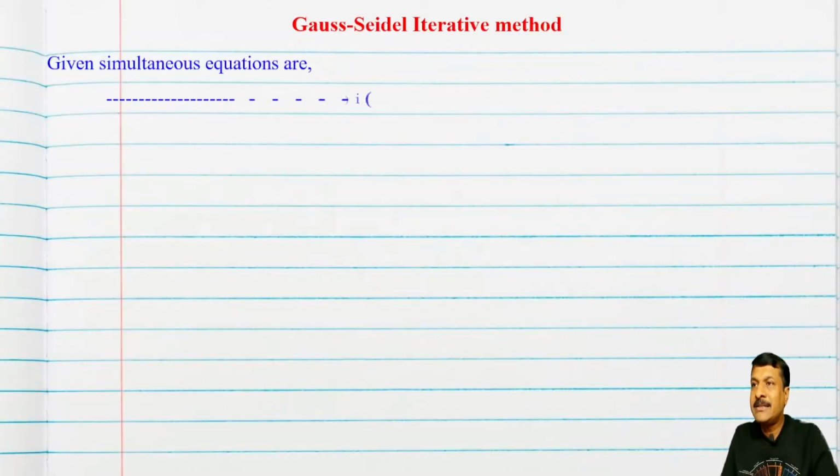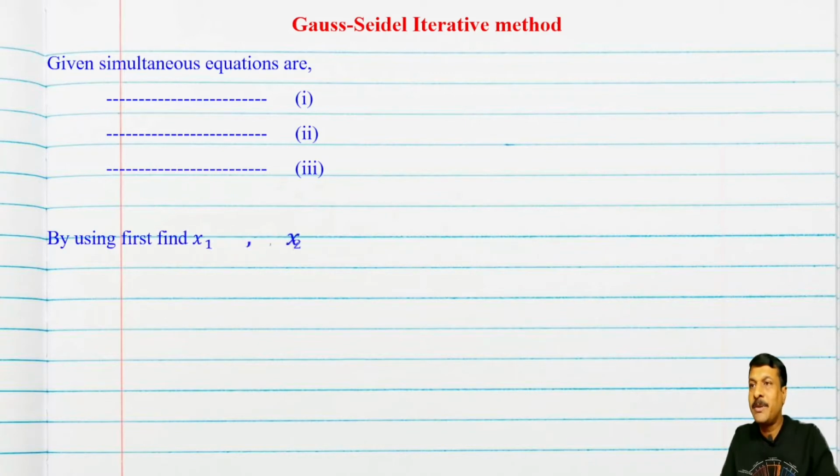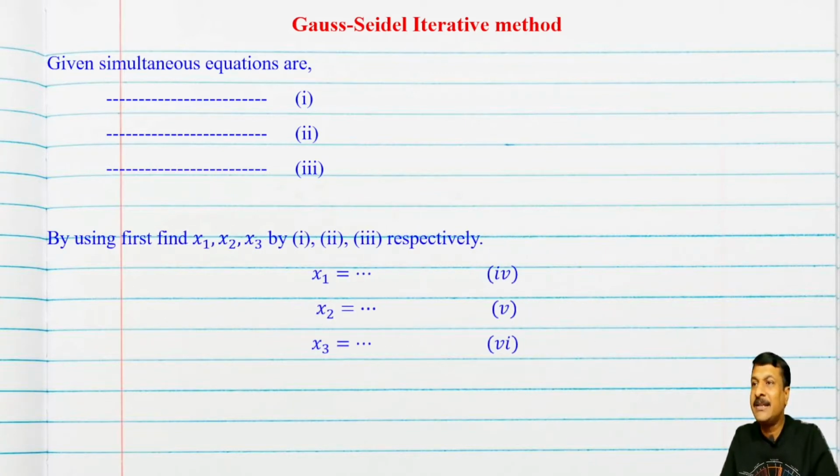So remember these steps. Given simultaneous equations, suppose they are equations 1, 2, 3. Definitely there are three unknowns, x1, x2, x3. From these three equations, find x1, x2, x3 by equations 1, 2, 3 respectively. It means that from equation 1 you find x1, from equation 2 you find x2, and from equation 3 you find x3. So this is the iterative method.